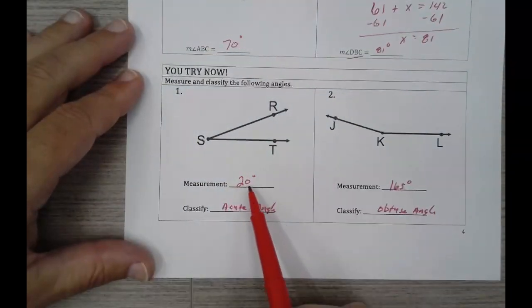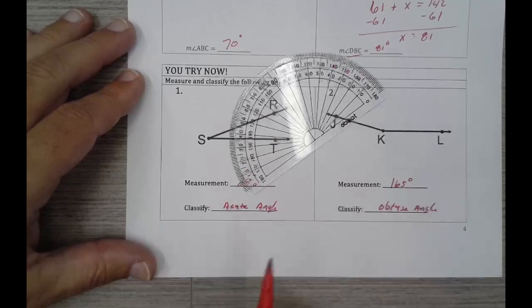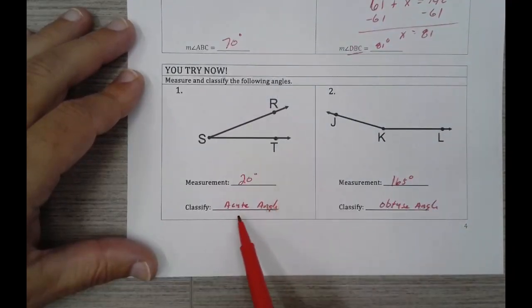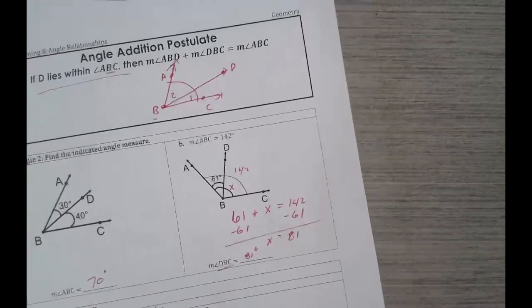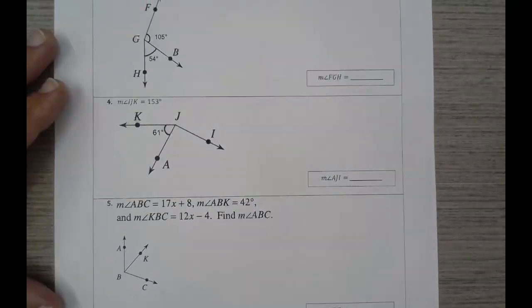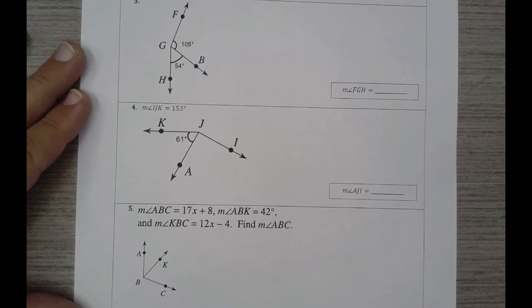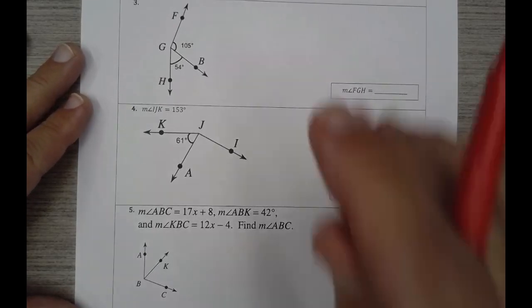All right, so I measured with my protractor. I didn't make it up. I got 20 degrees, and that's an acute angle. I got 165, and that is an obtuse angle. All right, so now we got these guys over here. Give it a shot, and we'll check them again.